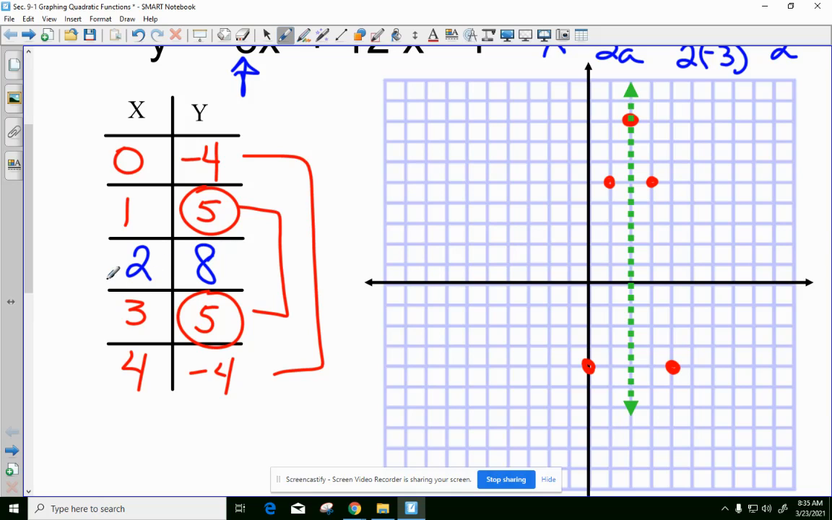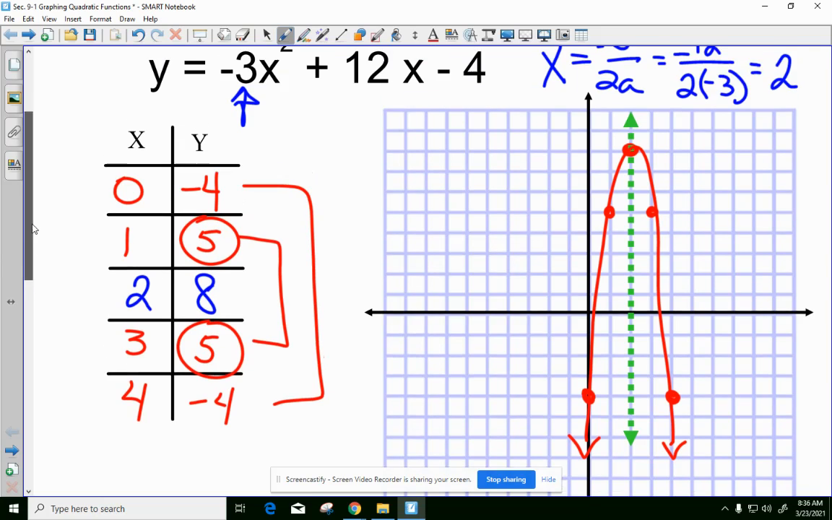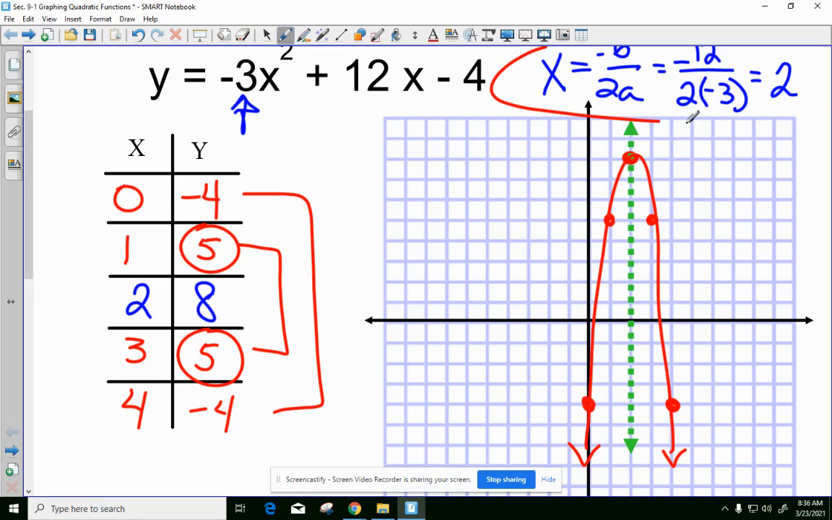So this blue ordered pair is my vertex. It is the middle. 2 units smaller and 2 units bigger, both are the same distance away from the middle. Therefore, their results will have to be the same because this graph has that symmetrical look to it that goes right through this green dotted line, which was found by using that formula right there.